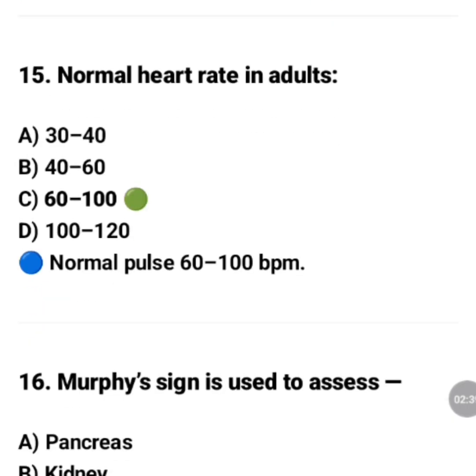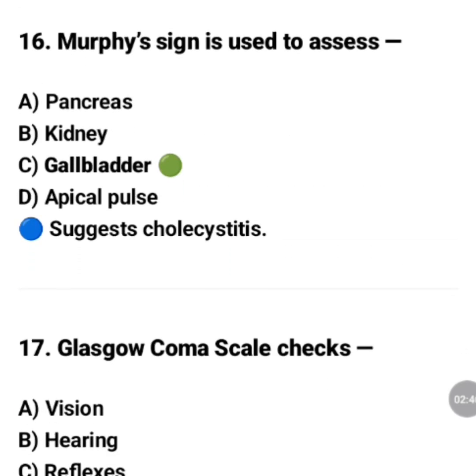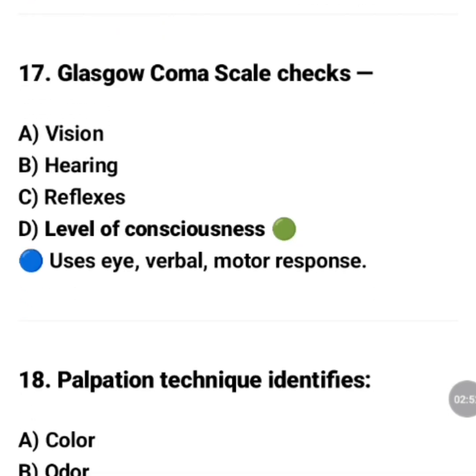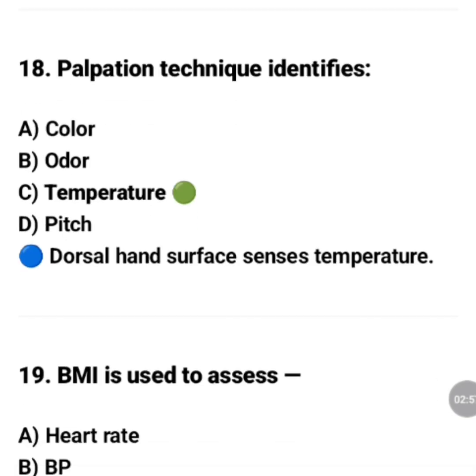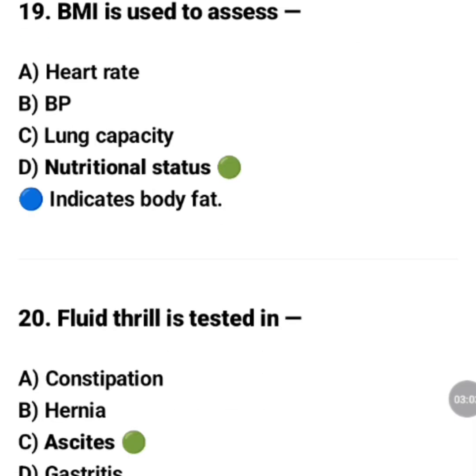Normal heart rate in adults. The correct answer is option C, 60 to 100 beats per minute. Murphy's sign is used to assess. The correct answer is option C, gallbladder, suggests cholecystitis. Glasgow Coma Scale checks. The correct answer is option D, level of consciousness, uses eye, verbal and motor response. Palpation technique identifies. The correct answer is option C, temperature. Dorsal hand surface assesses temperature.